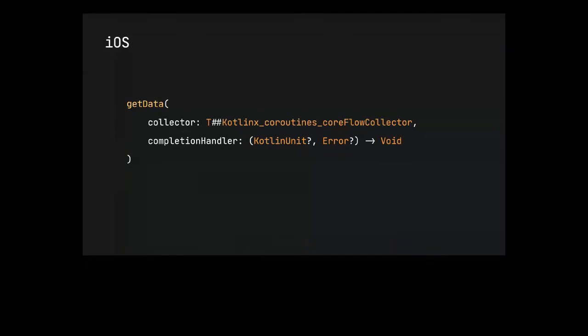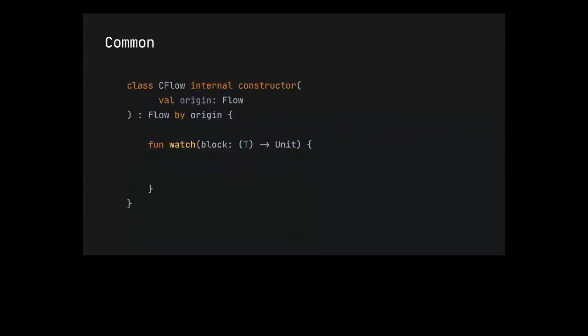To improve the usage on iOS, you could implement a pattern where you create a custom flow. That's what I'm creating here. It wraps the original flow, and it has a method that takes in a lambda with a generic type T. Inside of here is where I consume from the flow, and I call this lambda every time a value arrives.